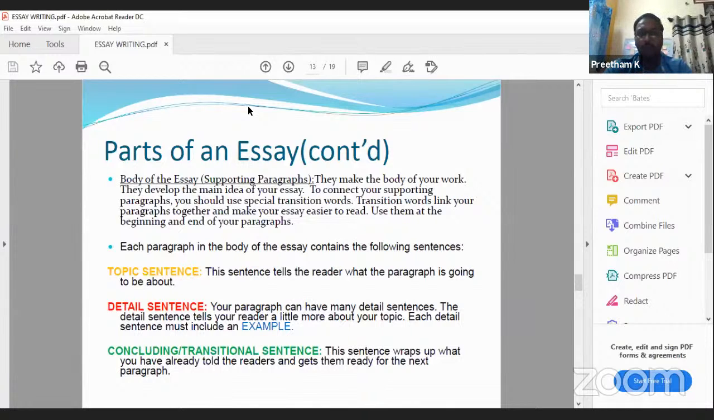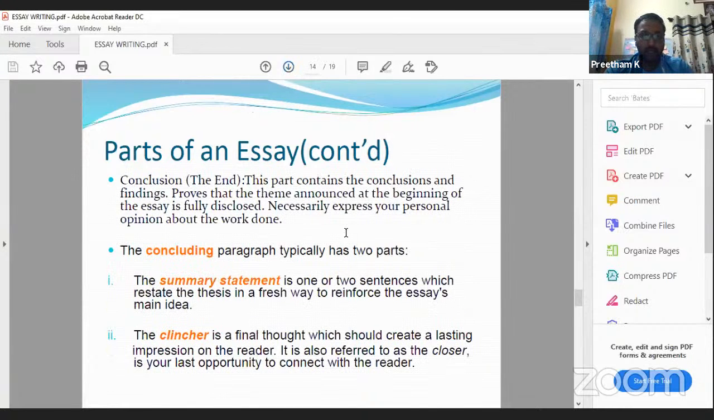Each paragraph in the body of the essay contains the following sentences: topic sentence, detailed sentence, concluding or transitional sentences. So the topic sentence, as I said, tells what you're writing in the paragraph. Detail means you will be elaborating it through justifications, be it in terms of elaborated concepts or examples. Concluding wraps up what all you intend to say.